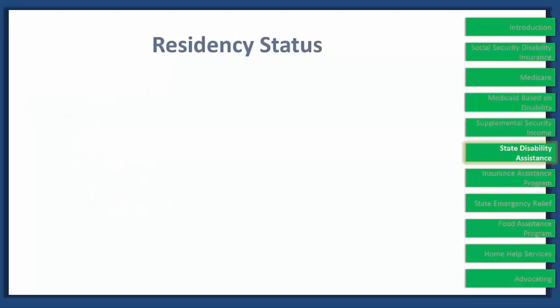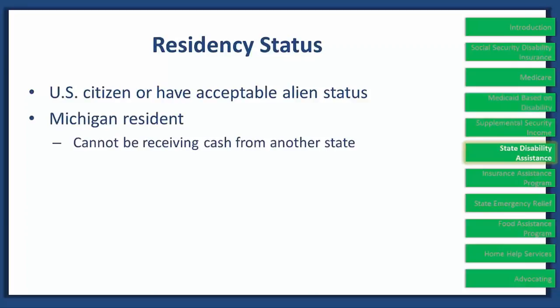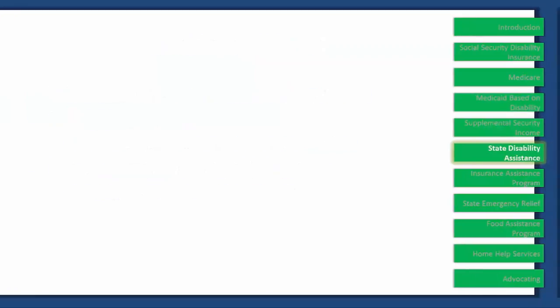Residency requirements are that a client be a U.S. citizen or have acceptable alien status, be a Michigan resident, and not be receiving cash from another state. One other way to qualify for SDA is to be the live-in caretaker for a disabled person. The caretaker may qualify as long as he is below the income and asset limit.